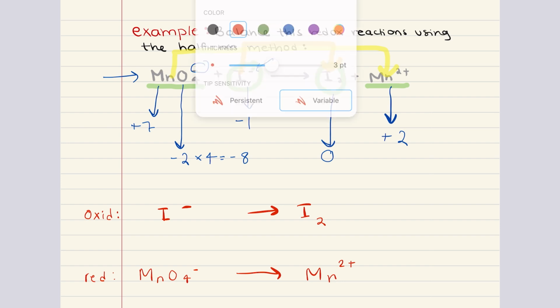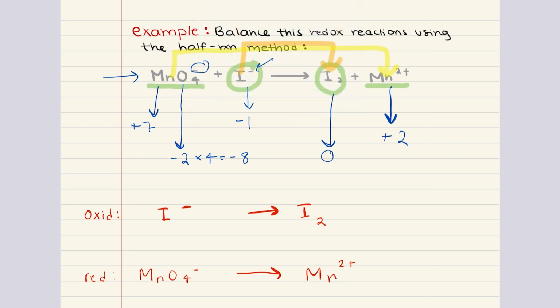We're going to start with our oxidation half reaction. Now, this oxidation half reaction involves iodide ions transforming into molecular iodine. Here we have 2 iodine atoms. Here we have 1. To balance that, we're going to add a coefficient of 2 here.